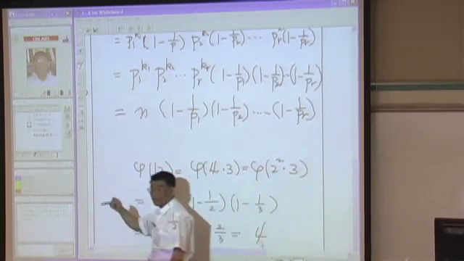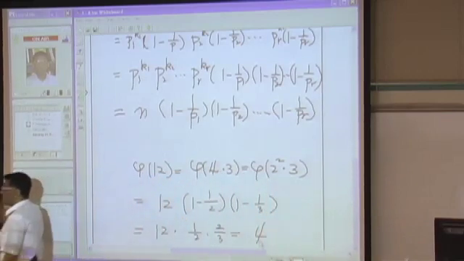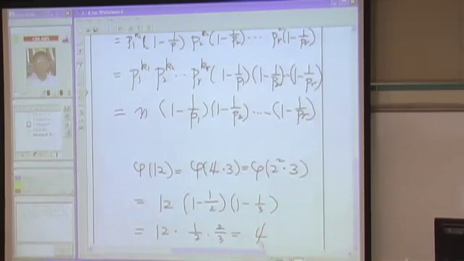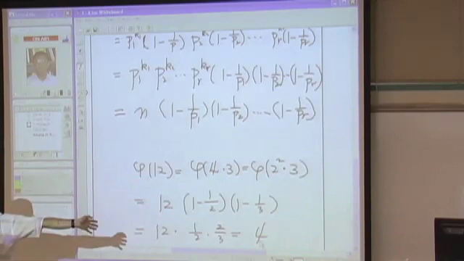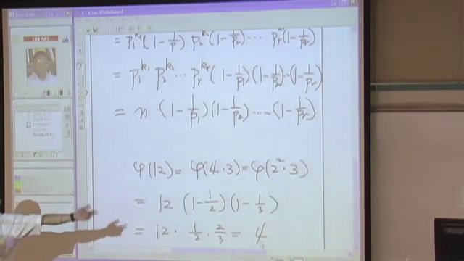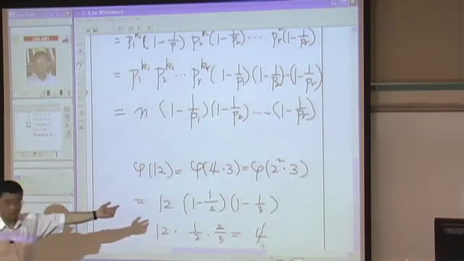So once you prove the important fact that the phi function is multiplicative, we can get many, many nice things. But as I mentioned before, the biggest hurdle is showing that the phi function is multiplicative, and next time I'll prove it. Let's stop.